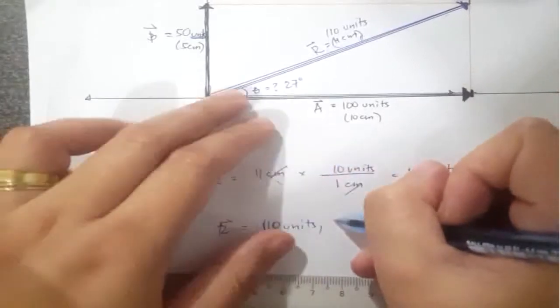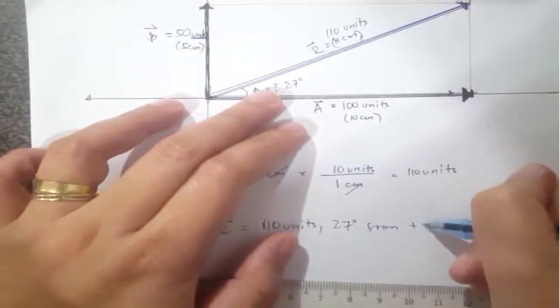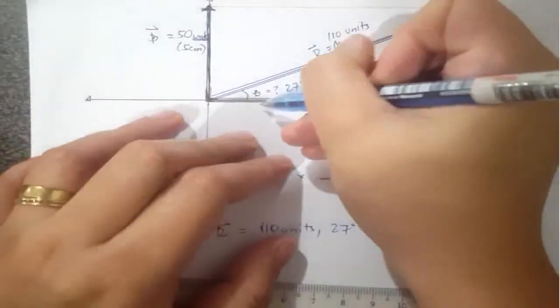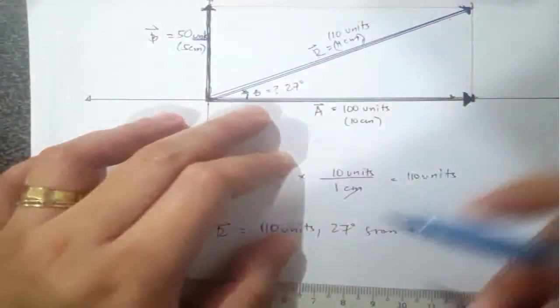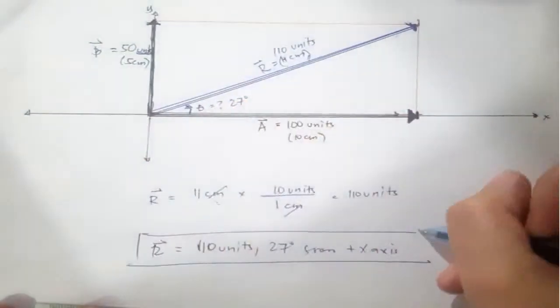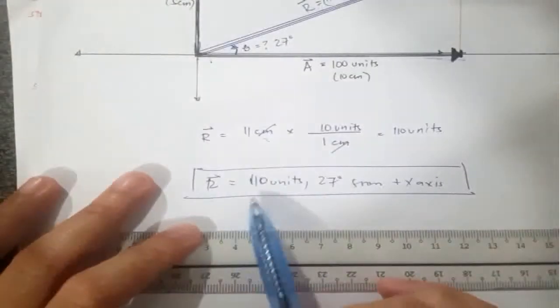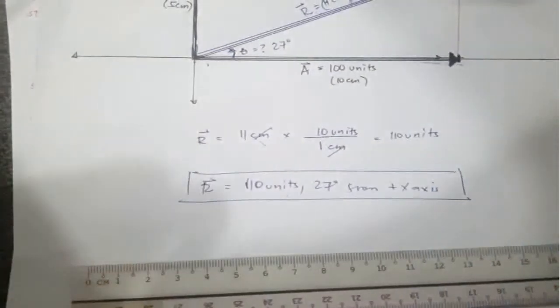110 units, 27 degrees from the positive x-axis. Okay. So it only means that when we add vector A and vector B, the result will be 110 units, 27 degrees from the positive x-axis.